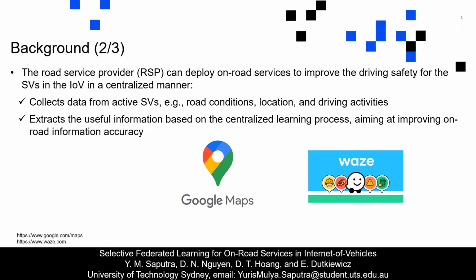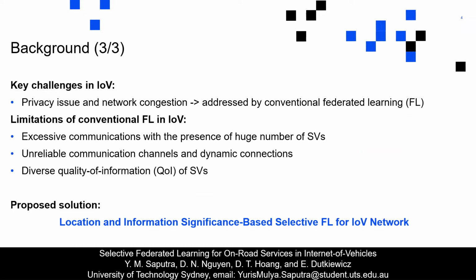In practice, this kind of mechanism has been widely implemented by Google Maps and also Waze.com to provide highly accurate road conditions in a real-time manner. However, sharing the raw sensing data to the cloud server in a centralized manner may reveal the privacy of sensitive information from the smart vehicles, and it can also create huge network congestion in the IoV network.